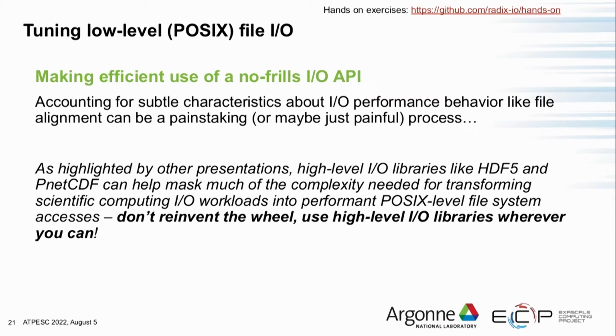So this is not necessarily a fun thing to account for. It changes from file system to file system, so it's pretty painful to deal with. As is a common theme from today, wherever you can, please use high-level IO libraries. Don't try to reinvent the wheel. I'm sure some of you will have to get comfortable with POSIX at some point, but generally speaking, things are a lot easier if you utilize high-level libraries like HDF5 and PNetCDF to mask a lot of this complexity.